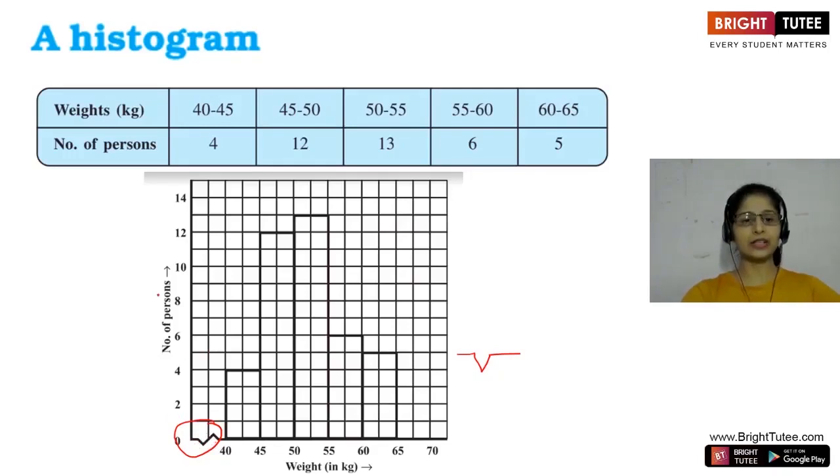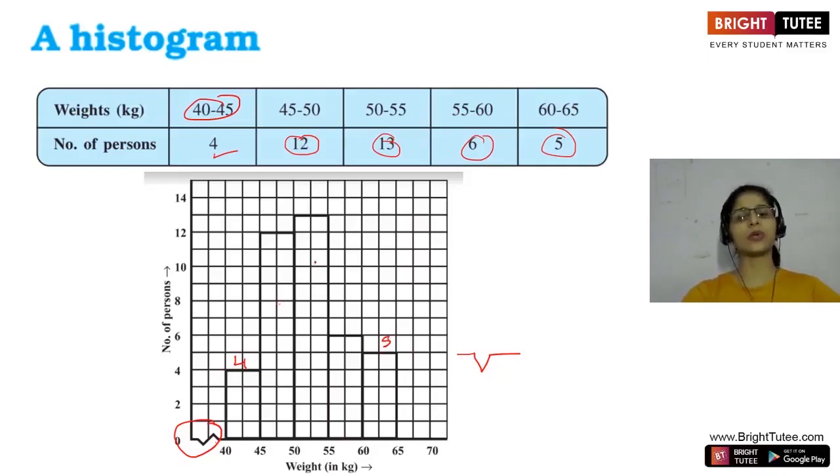On the vertical line there is number of persons, on the horizontal line there is weight given. So just see 40 to 45, the number of persons are 4. That means the number of persons between the weight 40 to 45 kilogram is how much? 4. So the first bar shows 4. The second, 45 to 50, shows 12. The number of persons is 12. 50 to 55 is 13. 55 to 60 it is 6. And 60 to 65 it is 5. Right? So like this the information is depicted in the histogram. I hope this makes sense to you and is clear.